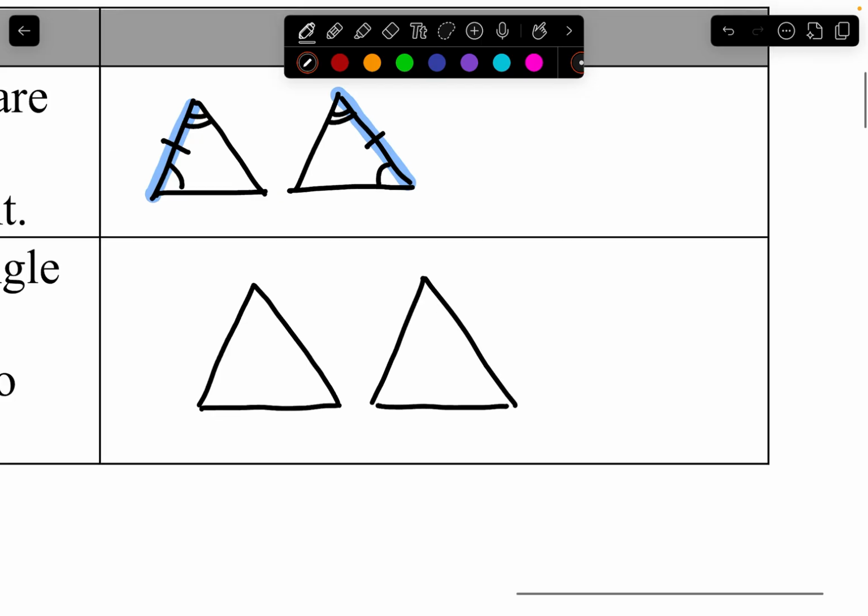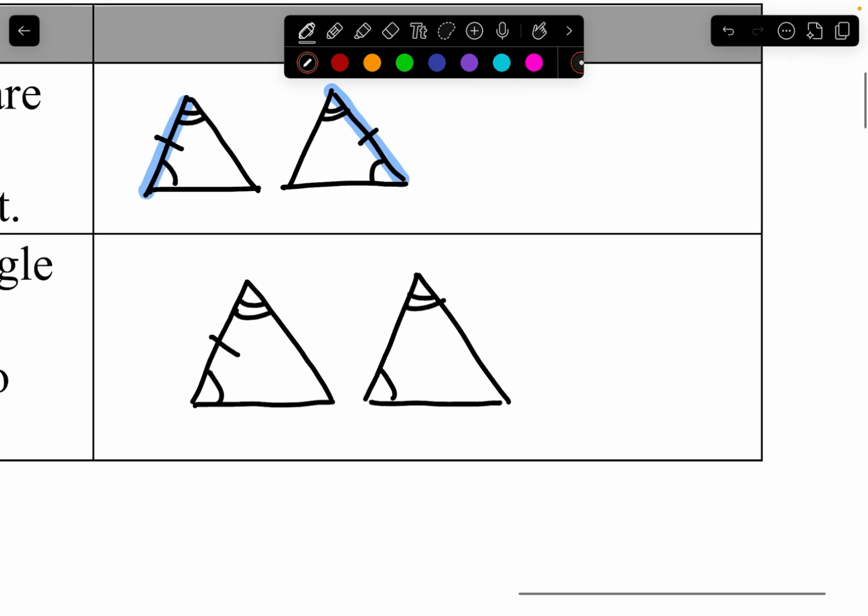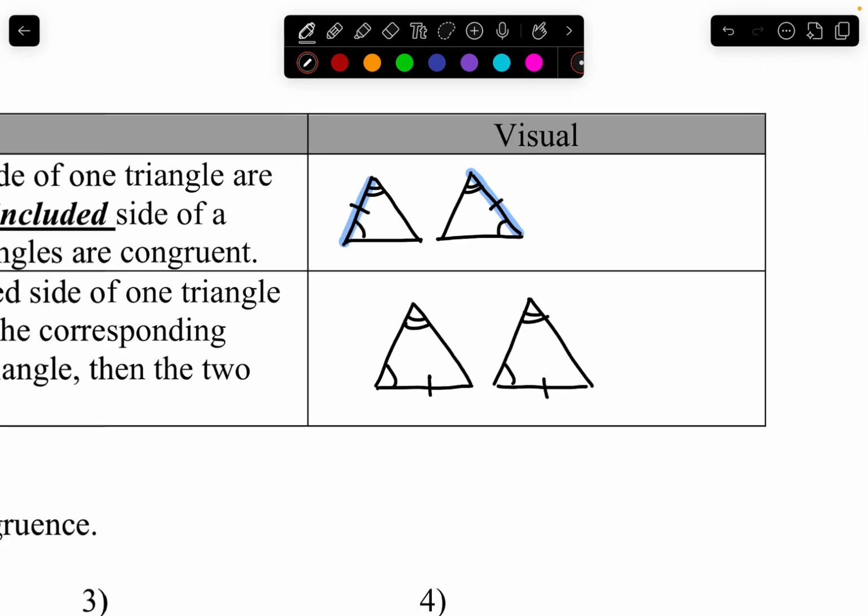Okay, so we still have the same 2 angles, but instead of this side being the congruent side, it could either be this side that is the congruent side, or it can be this side that is the congruent side. It doesn't really matter. It just cannot be the side that is in between the 2 given angles. So I'm just going to go for this one just because it's easier. Okay, so again, these 2 methods are very similar. It all just depends on where your side is located.